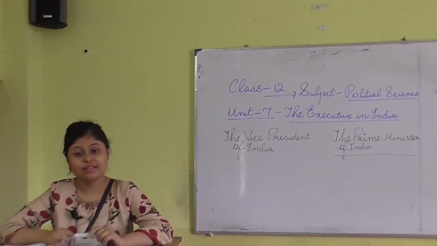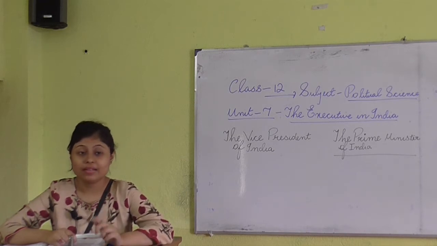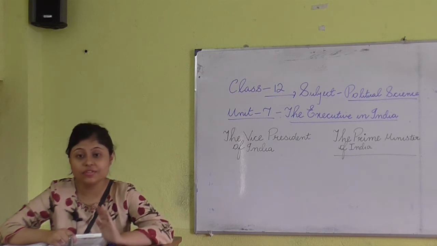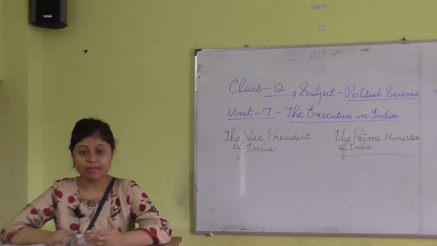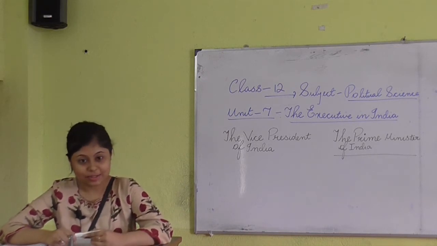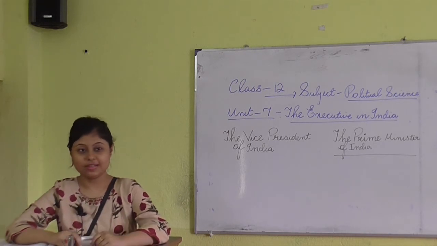The Vice President shall not be a member of either house of the Parliament, or a member of the house of the legislature of any state. If he is a member of the house of the Parliament or a house of the legislature at the time of his appointment, he has to vacate that particular seat.